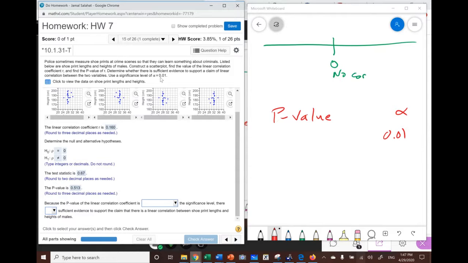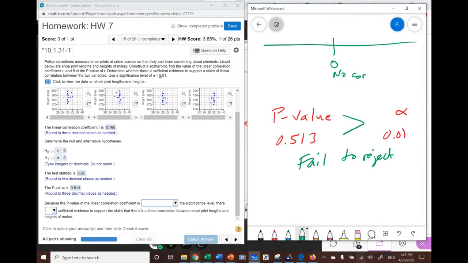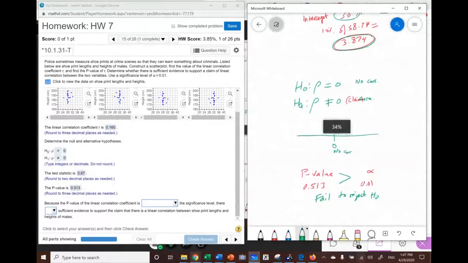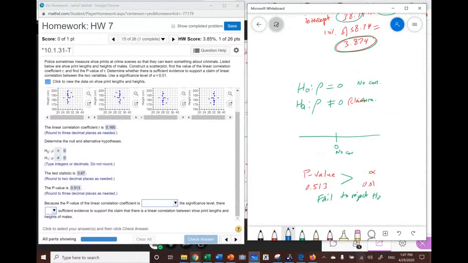So alpha is 0.01, and the p-value we found is 0.513. Notice that the p-value is greater than alpha. In this case, we fail to reject H naught. So let's go back. Fail to reject H naught. Here's our problem. We're going to fail to reject H naught, and we're going to reject HA.